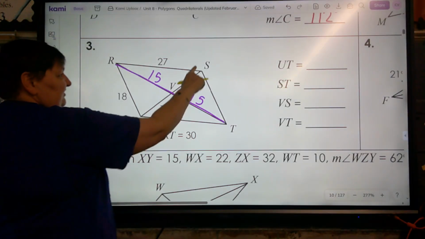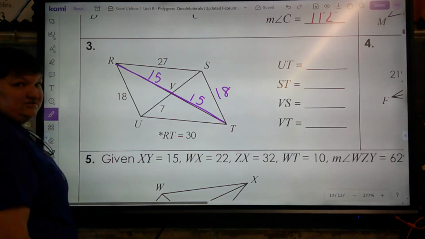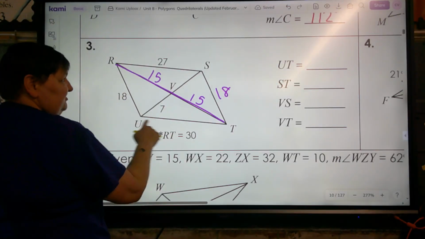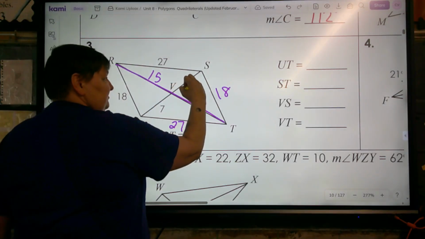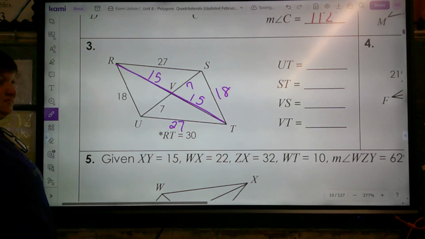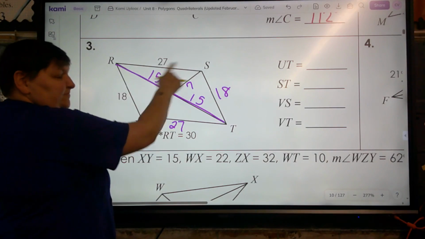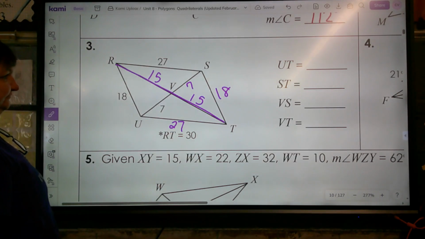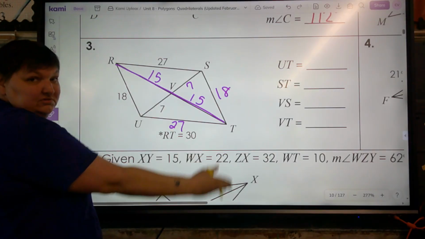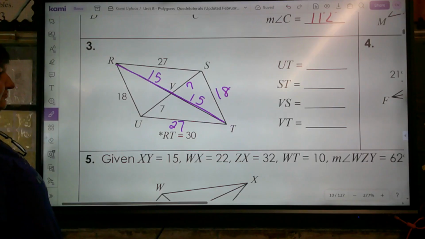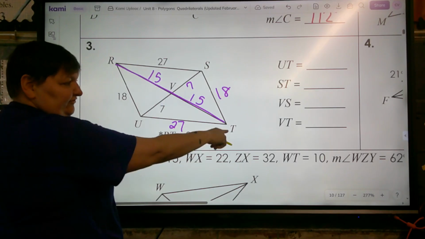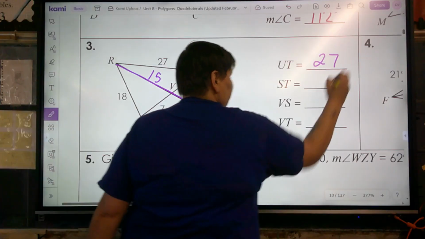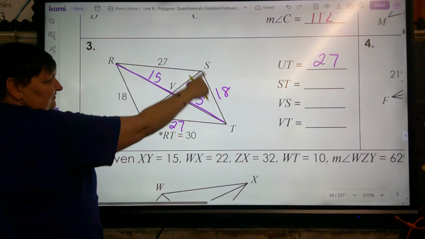I know that this line is parallel to this line, which means they're congruent. I know that this line is congruent with this line. I'm going to go ahead and write all the information I know. It tells me this line is 7, which means this line is 7. I got all of this based on what was already there. It didn't give me any angles, which is okay because it doesn't ask for any angles. Let's see what we got. U to T. Now that we've already written all the information, the answer is easy. 27. S to T. 18.